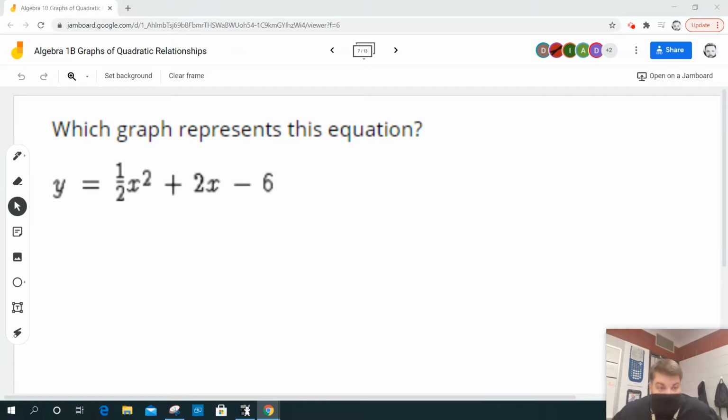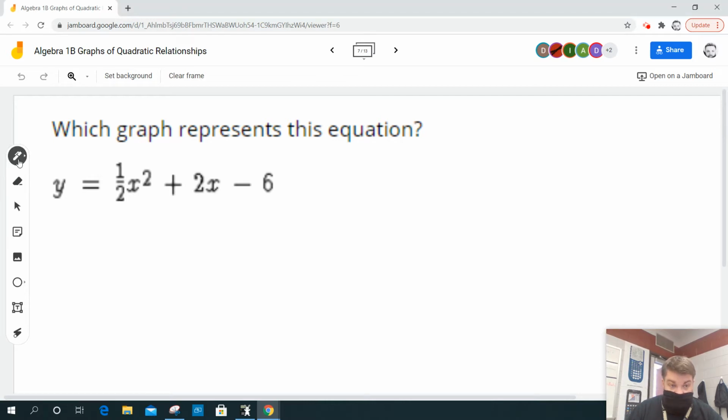All right, so the question is, which graph represents this equation? Now, there's going to be multiple choice if you do this question on Edmentum. All right, but basically, you're just going to graph this in a graphing calculator. And I know some key features just based on the numbers. So let's talk about the key features first.